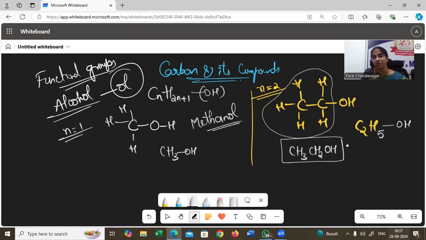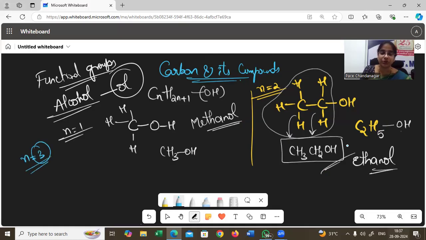This is your structural formula, as you show the orientation of each of the carbons there. It is CH3, CH2, OH, which is ethanol. N equals 2, so 2 carbons, ethanol, alcohol, right? Ethanol.